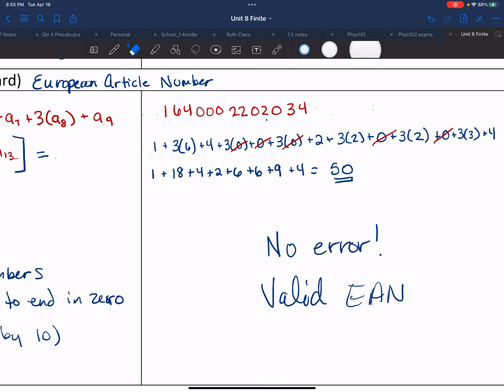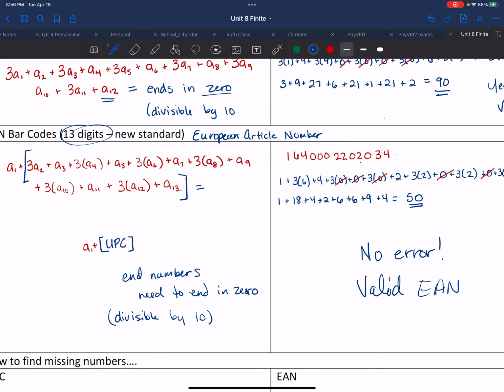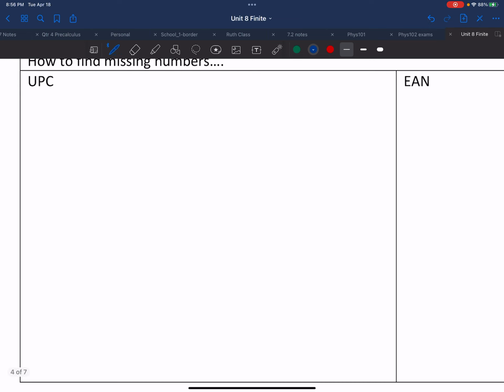So we were able to make sure that that last digit gave us a number divisible by 10. All right, so what happens if we have something where we don't know a code? Let's say on a UPC barcode, I don't know if you've ever seen this happen, something gets misprinted or scratched off, or there's a sticker or a promotional coupon covering up a number. And so you can't really check it out.